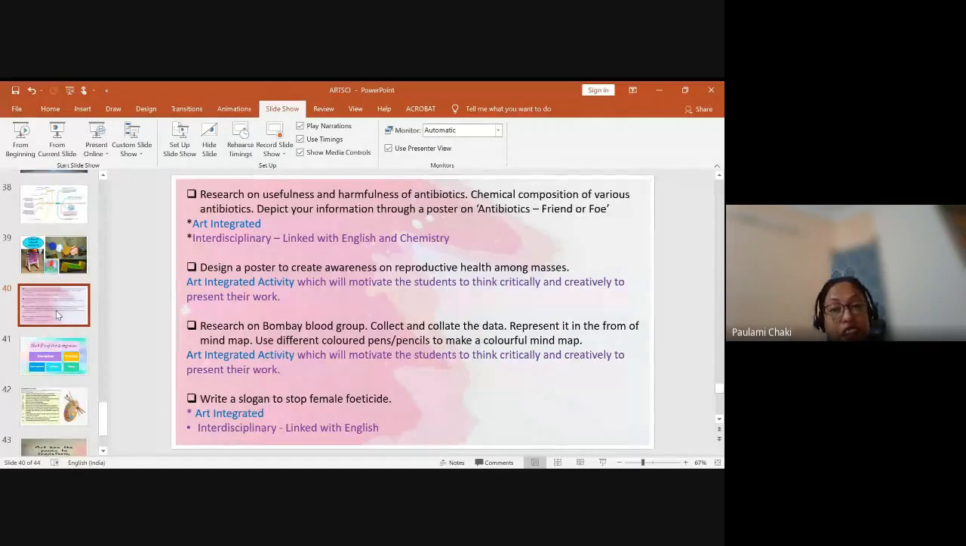It is interdisciplinary, linked with English, and then it is linked with chemistry also in higher grades. Design a poster to create awareness on reproductive health among masses. Reproductive health is one topic which is right now taking quite a hype in grade 10, grade 12, in grade 8 also a little bit. And so here they will make a poster on how to make people aware.